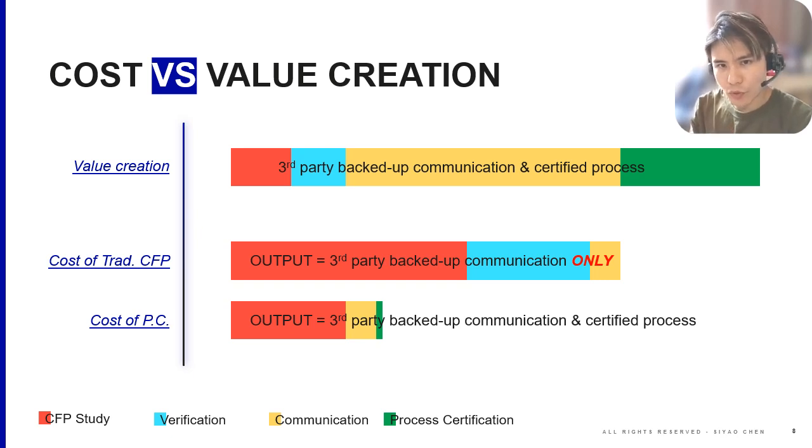Then the green part stands for the cost of process certification, knowing that process certification is something the company can do once to benefit all reports generated with the same process. So the very tiny green bar we're seeing here is the split of the total cost of process certification to each generated CFP study. So in conclusion, we can see that our new business model is generating more value thanks to the added value of process certification, with lower cost.